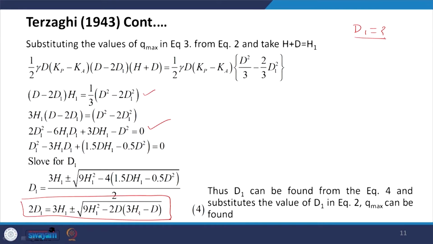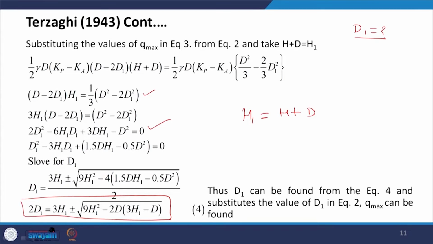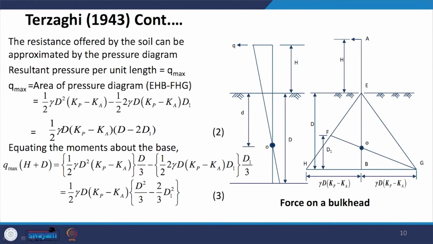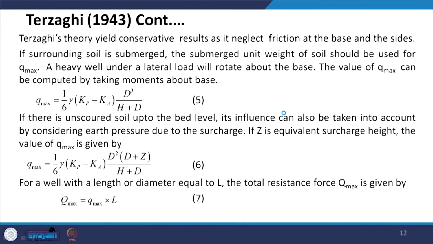You need to understand that h1 in this equation is known, which is h plus d. Here h is the height, not the horizontal force which I used earlier. So h is the height from the ground level to the point of action of your forces. Once h1 is known and d is known, then you can find the value of d1. Thus d1 can be found from equation 4, and if you substitute the value of d1 back in equation 2, you can get the value of q max, that is the maximum force acting.